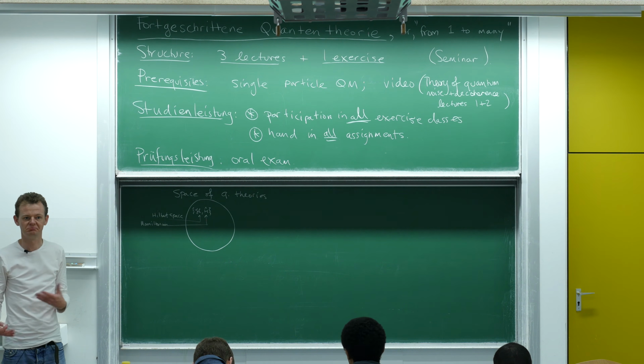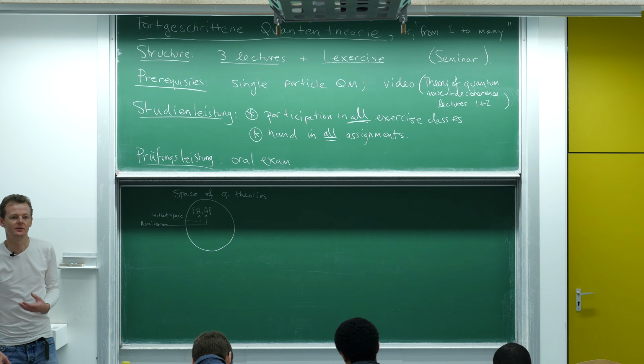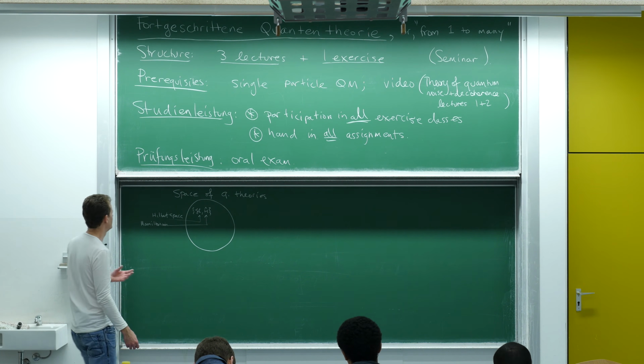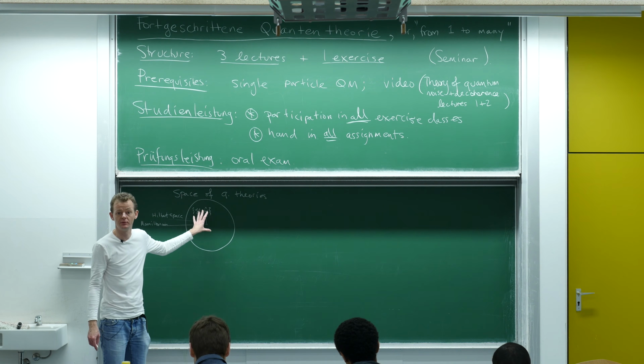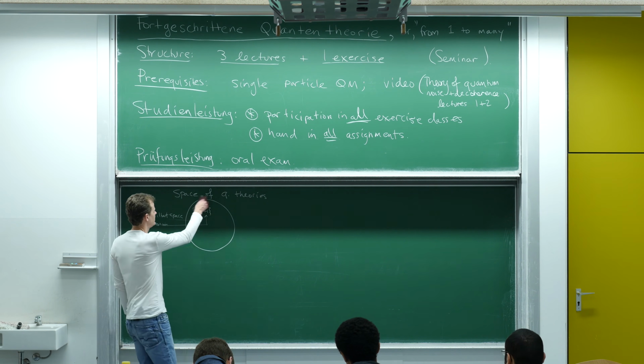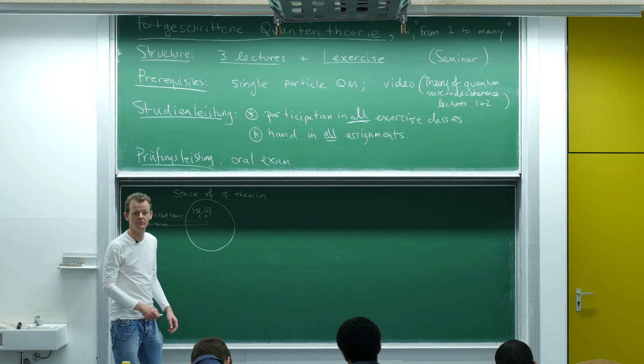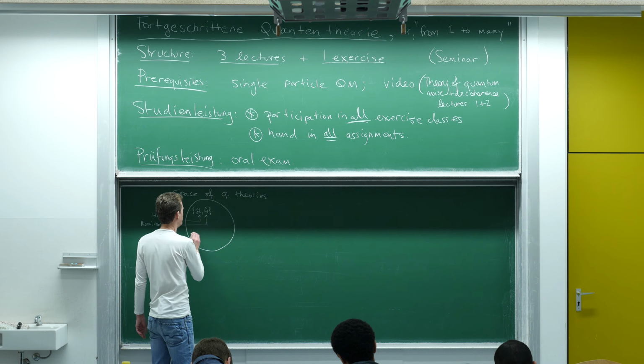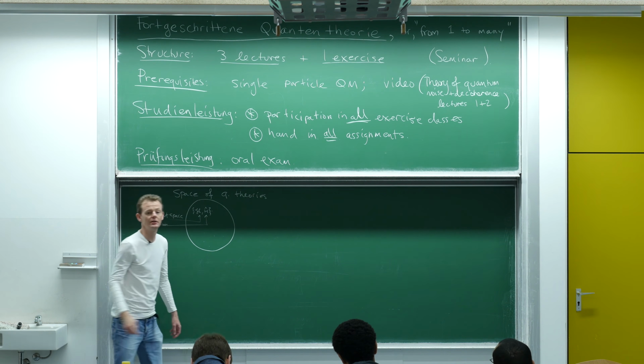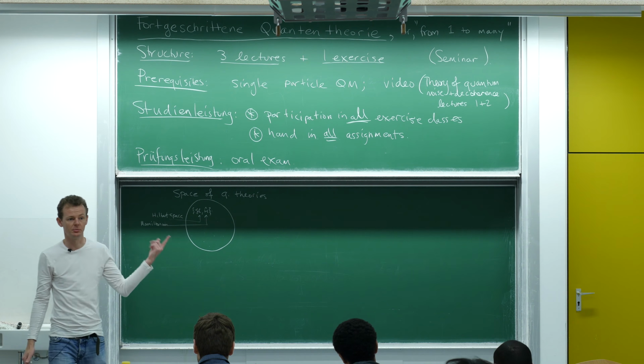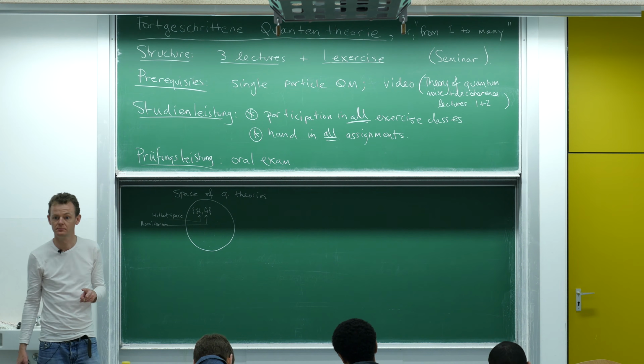That's one not particularly rigorous way of describing the space of all quantum theories, but I think it's sufficient for the purposes of this course. So this is a big infinite set. There's lots and lots of points here. You've got to think of each point as being a pair of a Hilbert space and a Hamiltonian.